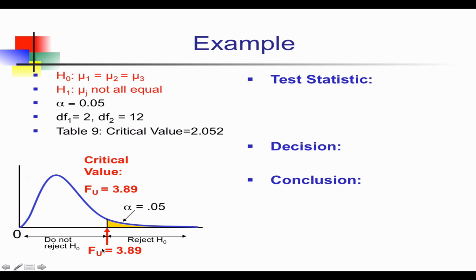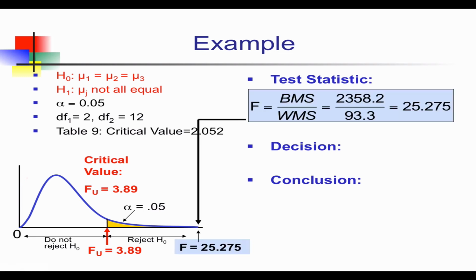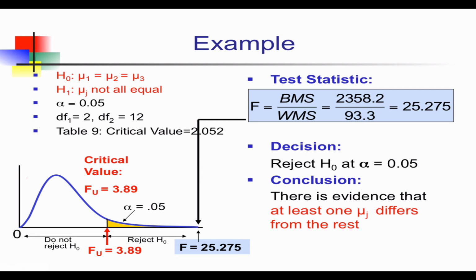So essentially it means that if the ratio between those 2 sources of variation is beyond about 4 times, you have evidence to reject the null. If it's below 4 times, you do not have evidence to reject the null. Remember what we got is 25. So essentially, our F value is right here, which is bigger than the critical value. So the decision is we are able to reject the null hypothesis at this alpha level. And our conclusion is there is evidence that at least one mean is different from the rest.